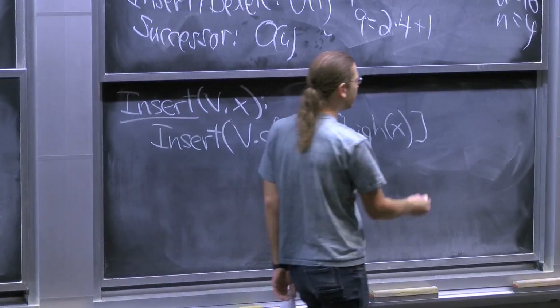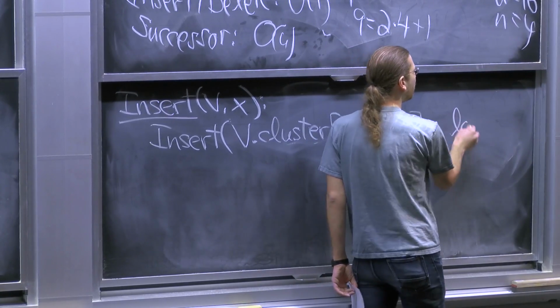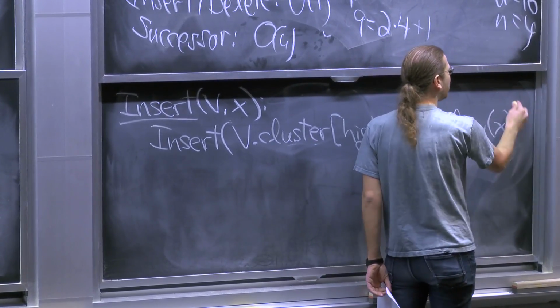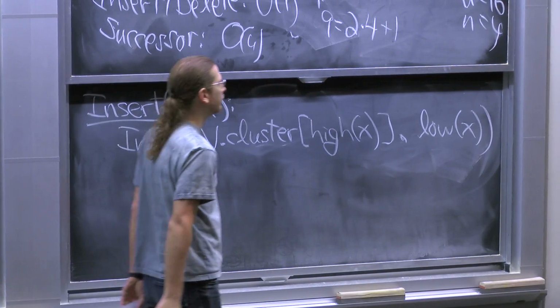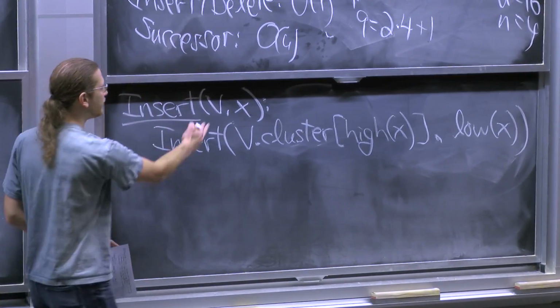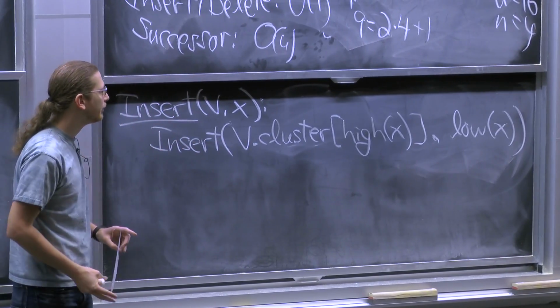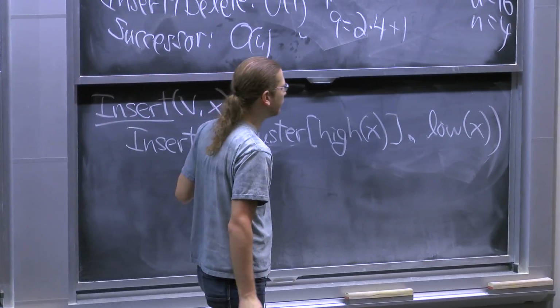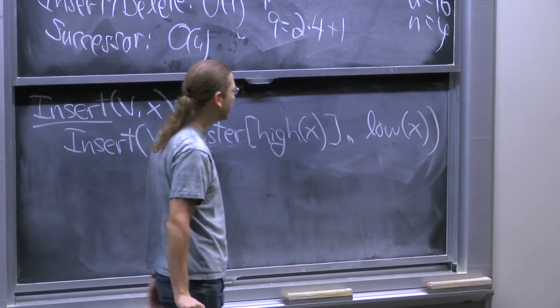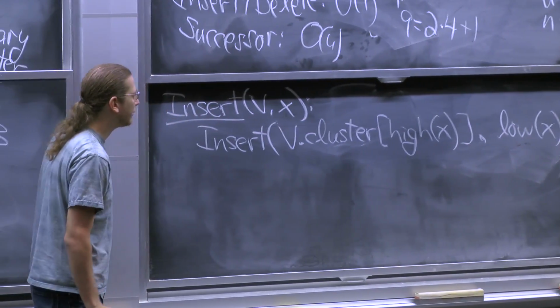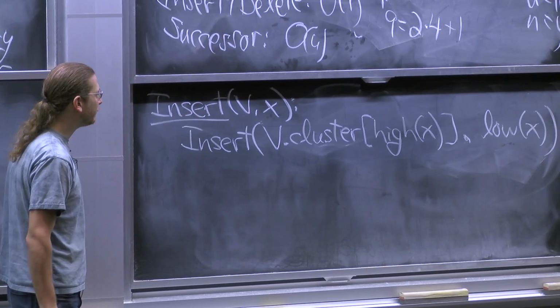And what we're going to be inserting recursively into there is low of x. That is the name of x local to that cluster. Right? x is a global name with respect to V. This cluster only represents a small range of square root of u items. So this gets us from the big space of size u to the small space of size square root of u within that cluster. So that's basically what high and low were made for.